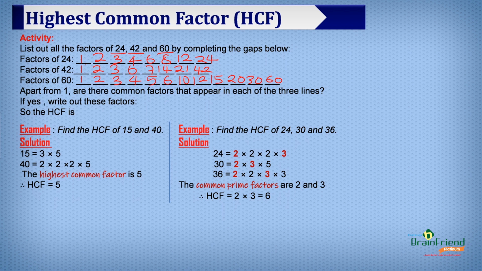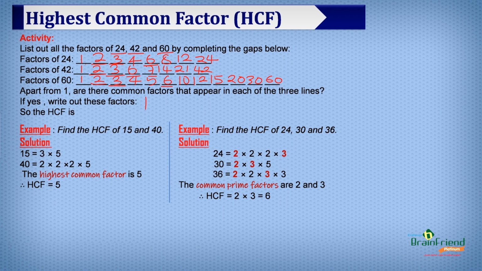Let's look at the 3 lists we have. You realize that we have 2 appearing on the 3 lines. We also have 3 on all the 3 lines. But for the number 4, 4 appears in only 2 lines. But 6 appears on the 3 lines. Do we have any other number appearing on the 3 lines? No. So we stop at that point and we list our factors.